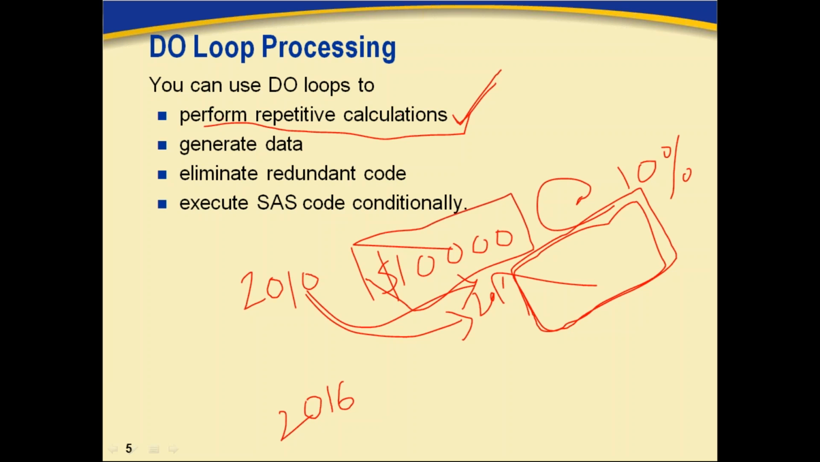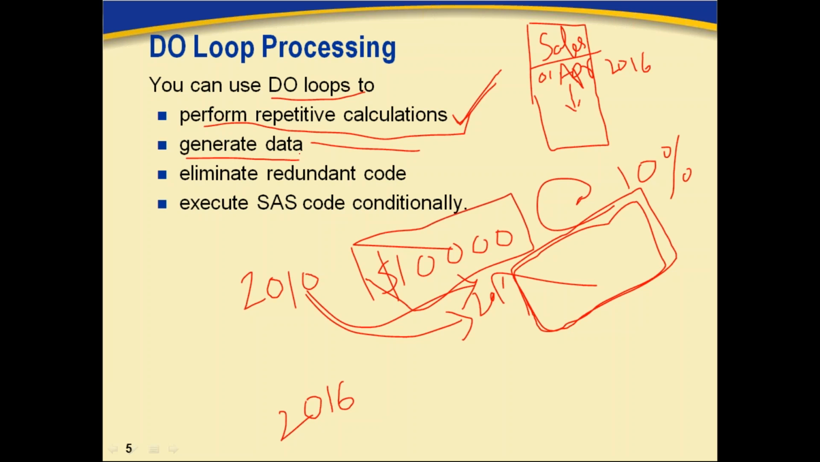You can also use do loops to generate data. What do I mean by generate the data? If you remember, yesterday we created a variable called sales date, in which we captured all the values from 1st April 2016 to 30 April 2016. There you are not doing any calculations, but you are generating the data. So do loops can be used to generate the data and to perform repetitive calculations.